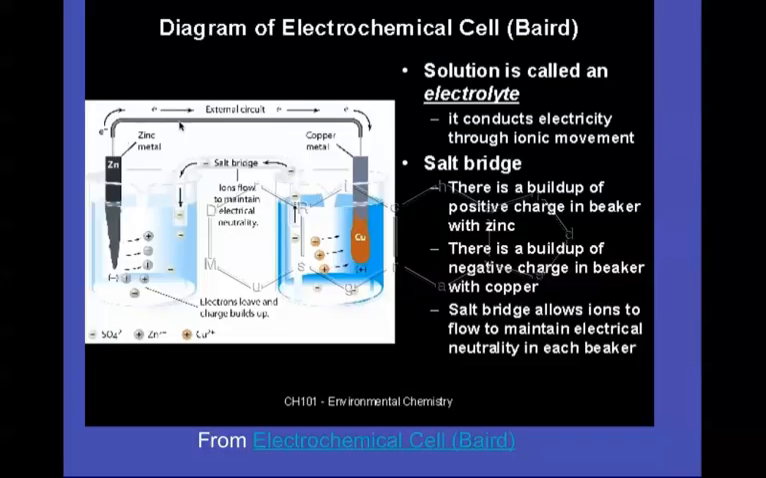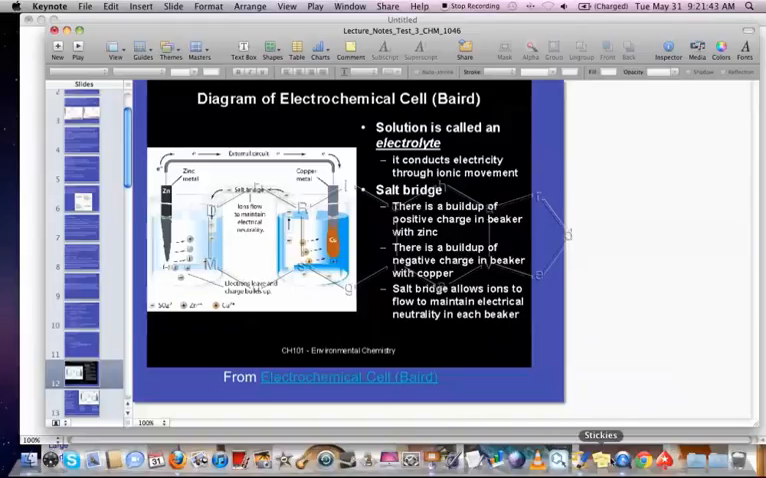We've got a wire connecting the electrodes, and then we've got this thing called a salt bridge here. I'll explain what that's doing in a minute. Anyway, let's look at what's going on in the actual reaction.